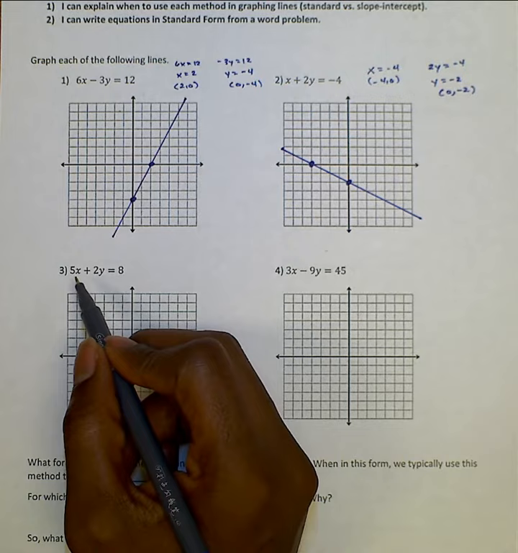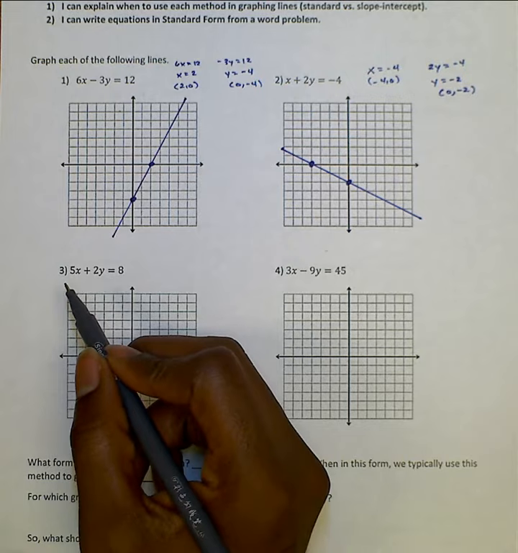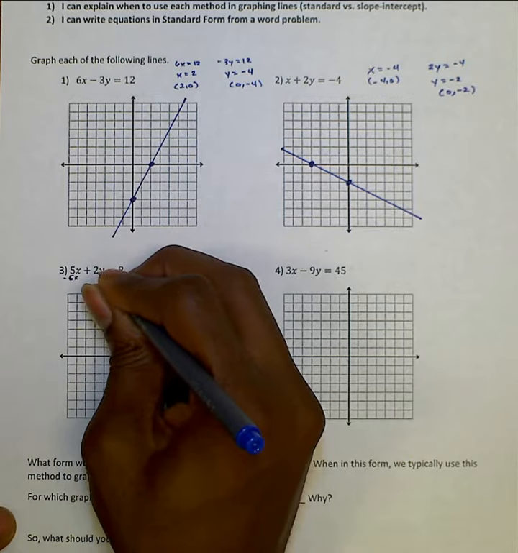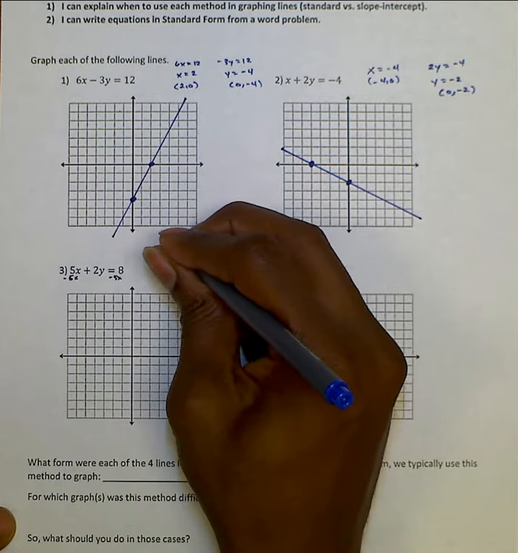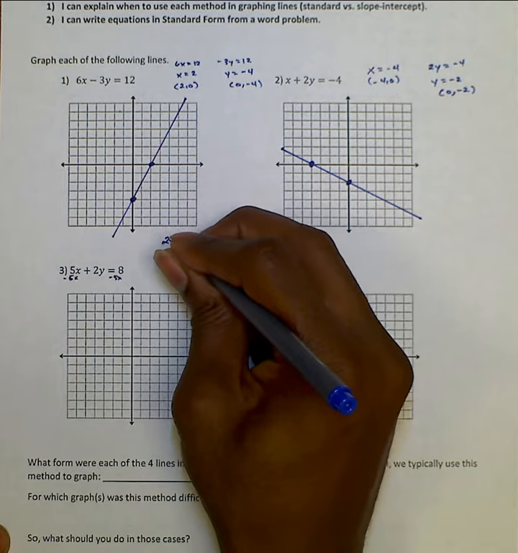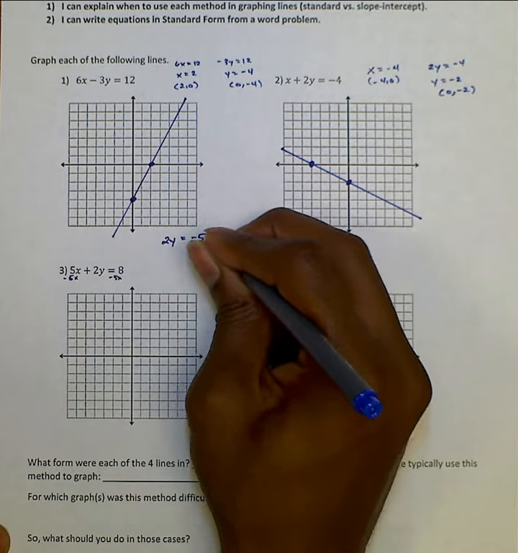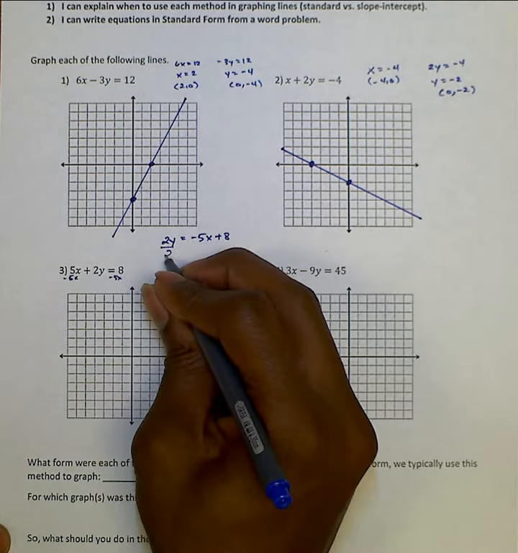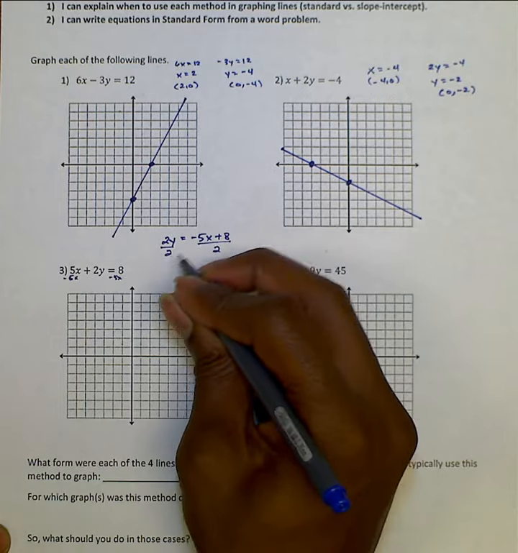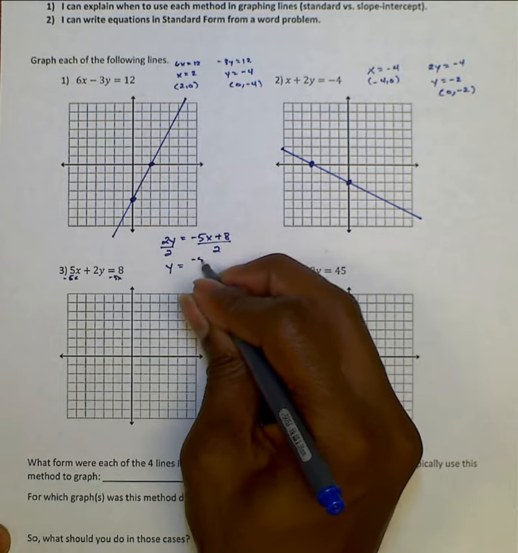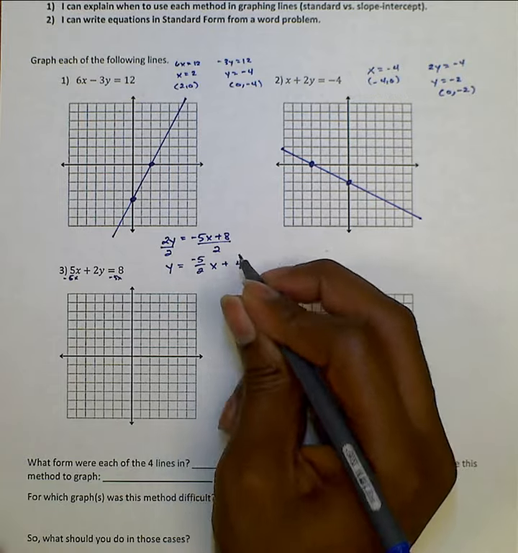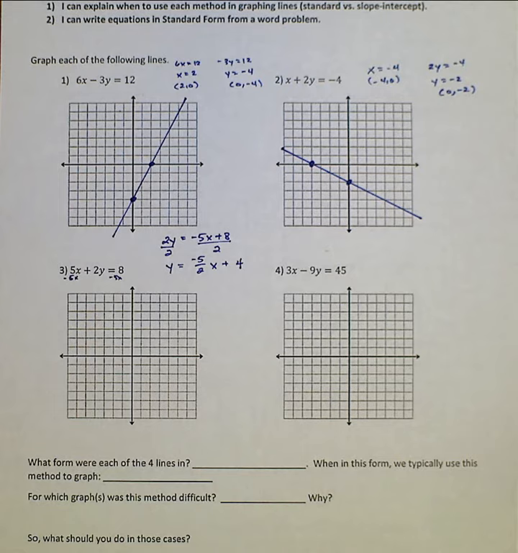So for this problem, I need to change to slope-intercept form by solving for y. I'm going to subtract 5x from both sides to start getting y by itself. Then I'll get 2y equals negative 5x plus 8. Then I'm going to divide by 2 to get y all the way by itself, and y will equal negative 5/2 x plus 4. Okay, and you'll notice that, hey, we have a fraction. I thought you said we didn't want fractions.